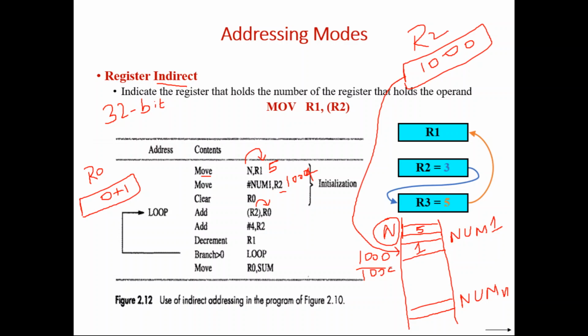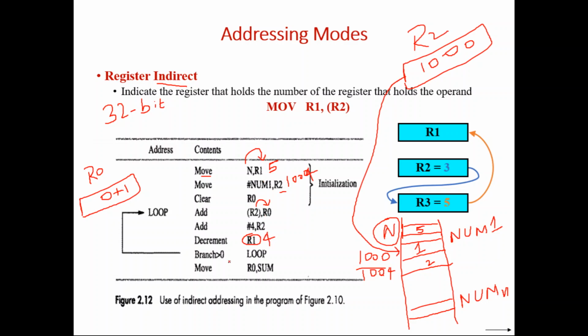The next value is stored in the location 1004. Okay, so say the next value is 2. Now R2 is holding 1004. Then what we are doing, decrement R1. Decrement R1 means previously R1 was 5, now R1 will become 4.